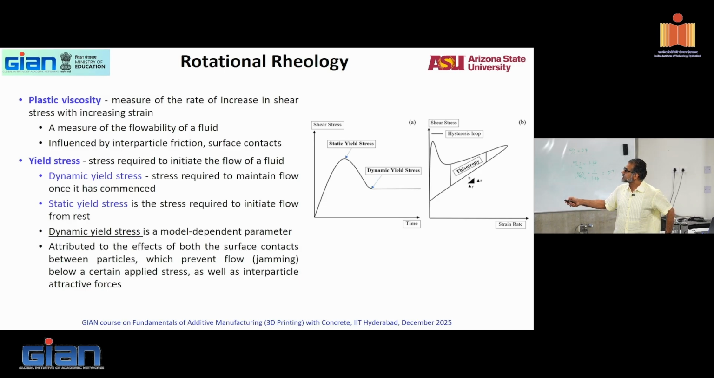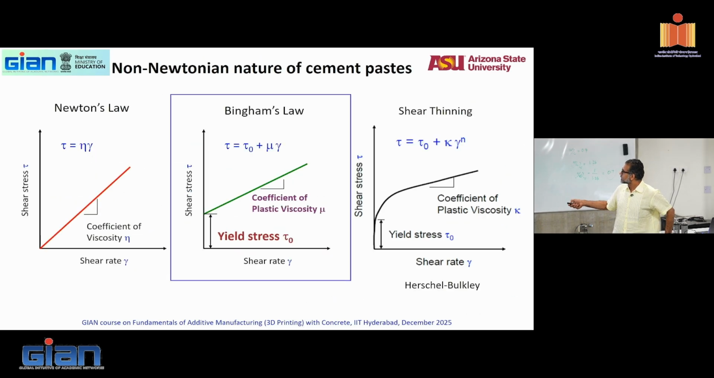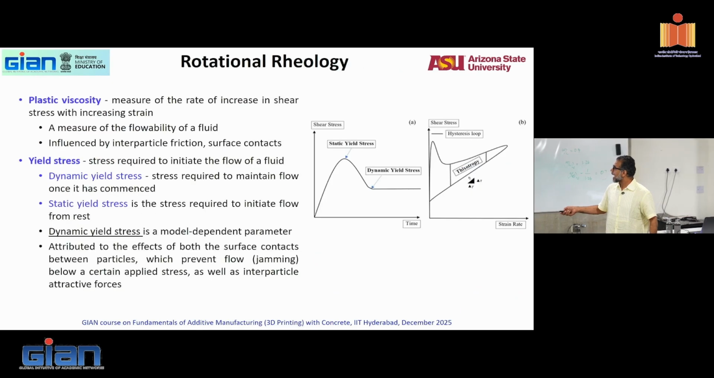So plastic viscosity is a measure of rate of increase in shear stress with strain. Dynamic yield stress is the stress required to maintain flow once it is commenced. So this yield stress is what yield stress? Static or dynamic? Dynamic yield stress. This is the dynamic yield stress because that's the yield stress that's required to maintain the flow once the flow has started. Okay? And static yield stress is the stress required to initiate flow from rest. Dynamic yield stress is a model dependent parameter. I'll show you that as well, and it is attributed to a lot of different effects.